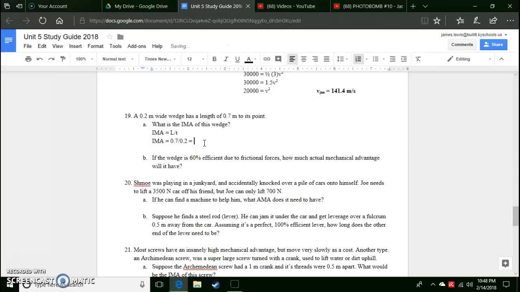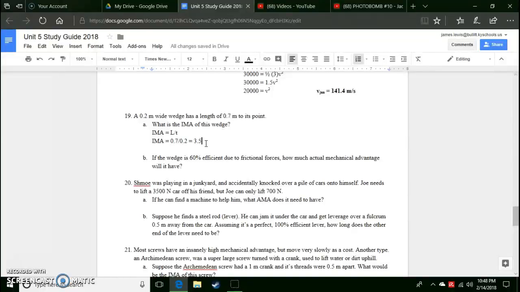So 0.7 divided by 0.2 equals 3.5. I did that earlier, but just let me double check it just to make sure that I'm not stupid. 0.7 divided by 0.2. Yeah, 3.5. All right. So the opposite of that, if I did them upside down, 0.2 divided by 0.7, 0.285, I would have that as an option. So make sure that you're aware of what you're doing with your math. Though it should be kind of a giveaway if you don't get a number that's bigger than 1, because that's not really a mechanical advantage.